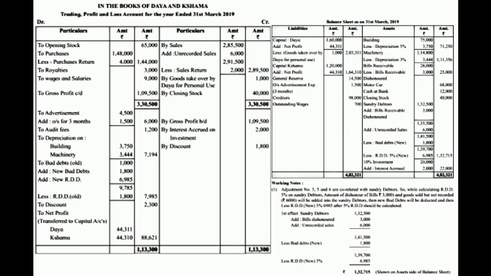So we have to show the first effect on trading account credit side by goods taken over by Daya for personal use. Directly we have to write in the outer column 1,000. And the second effect we can see in the liability side below the capital of Daya. It is written as less goods withdrawn by him is 1,000. We have to write this 1,000 in the inner column in liability side. It will decrease his capital. So first effect trading account credit, and second effect balance sheet liability side, we have to deduct from his capital.